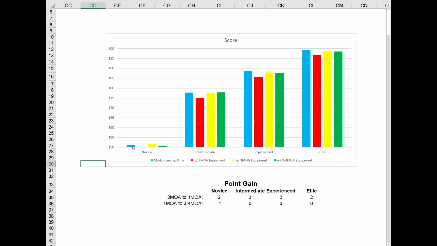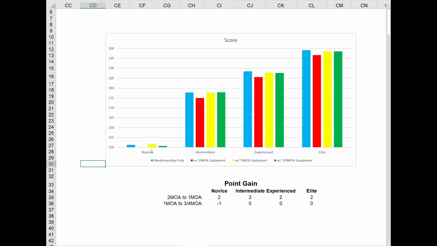Now, if that shooter uses their marksmanship skills with 2 minute of angle equipment, it's not really plotted here. It's a 150. Maybe you can't see it here because 150 is a minimum value. So they are losing 1 point. Their marksmanship delivers a 151, but their equipment limits them to a 150. So they're essentially losing a point, on average, by using the 2 minute of angle equipment.